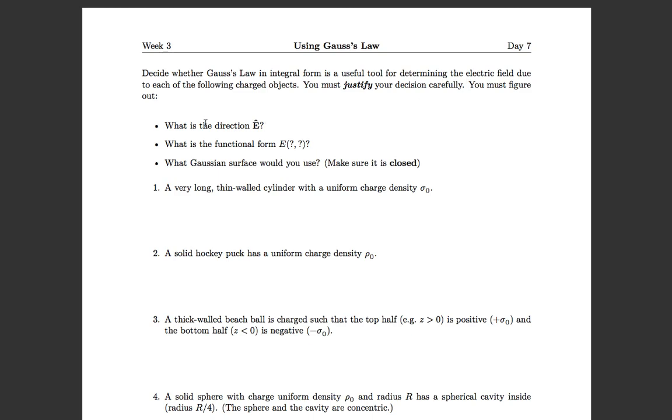For it to be a useful tool, you need to take a look at these criteria from what we were just discussing. What is the direction of E? What is the functional form of E? And what surface should you use? And make sure that you choose a closed surface. That's very important. Otherwise, Gauss's law is not valid. It has to be a closed surface around a finite volume of space.